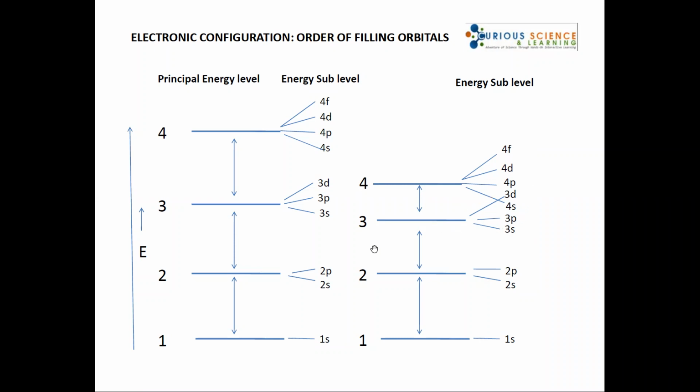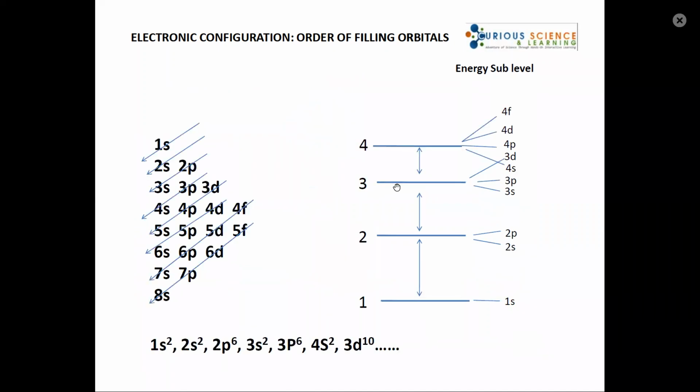So how do we easily fill up the electronic configuration? There is a technique to it. If you look at this diagram, this is the technique. Basically, you need to fill up electrons in this order. If you can draw this diagram: 1s, 2s, 3s, 4s, 5s, 6s, 7s, 8s, 2p, 3p, 4p, 5p, 6p, 7p, 3d, 4d, 5d, 6d, 4f, 5f. This is what the order is. Put the arrows here; this is the order code.